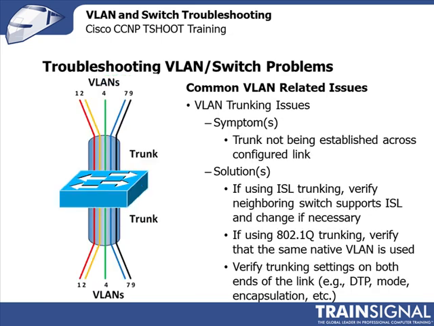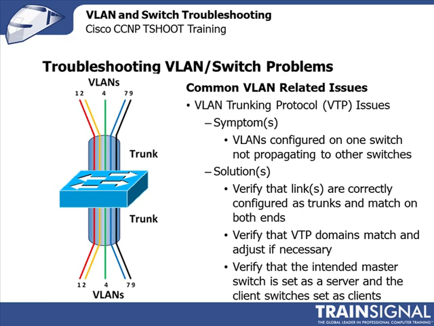Another common thing you can run into is VLAN trunking issues. You've connected the cables and it's not establishing a trunk across the link. The first thing you need to do is, if you're using ISL trunking, make sure the switch on the other side supports ISL. If it doesn't, then you're going to have a problem and you need to change that. If you're using 802.1Q trunking and the trunking's not establishing, you may have different native VLANs configured on either side. If that's the case, change the native VLANs to match. Also verify the trunking settings on both ends of the link are the same: switchport mode trunk, and the encapsulation, if you're using routers and so forth. Make sure all of those match.